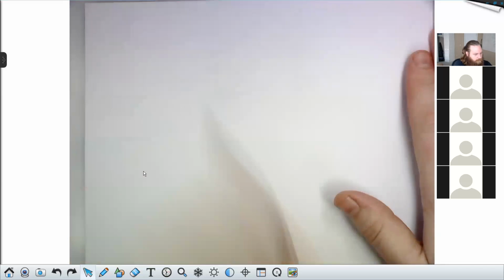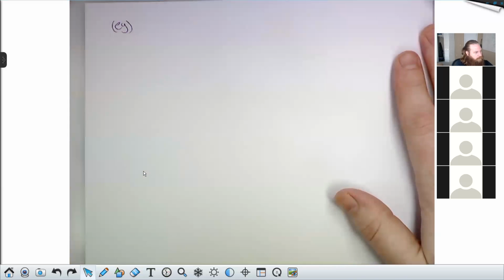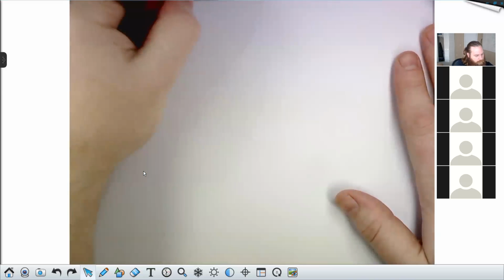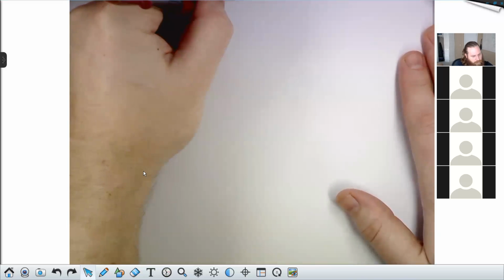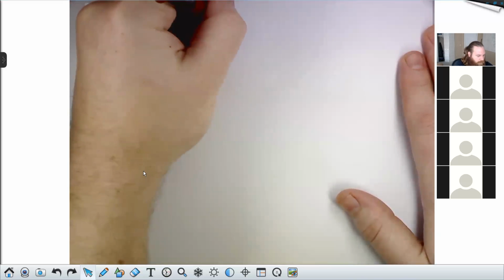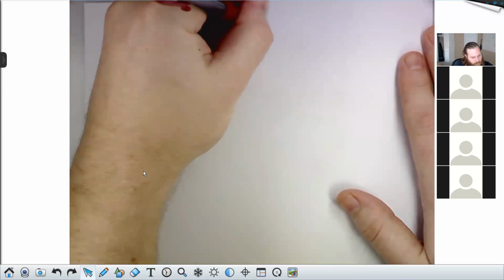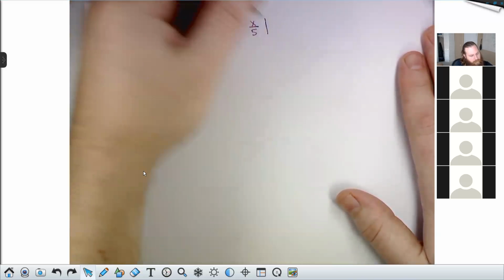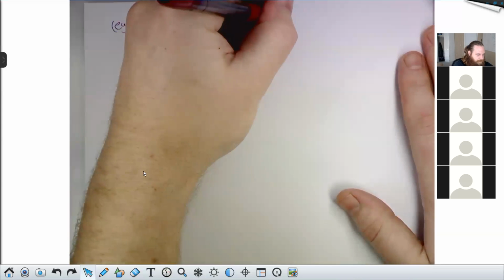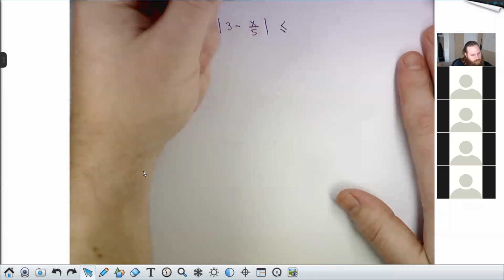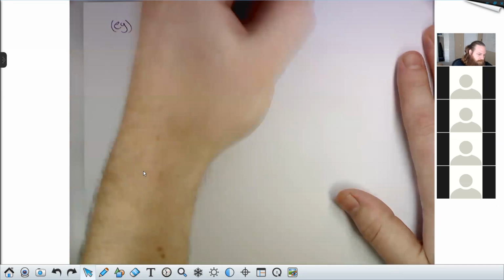But before we do that, one last thing here on absolute value inequalities, just to make sure we're really feeling super comfy. Let's look at 2 plus the absolute value of 3 minus x over 5 is less than or equal to 7.